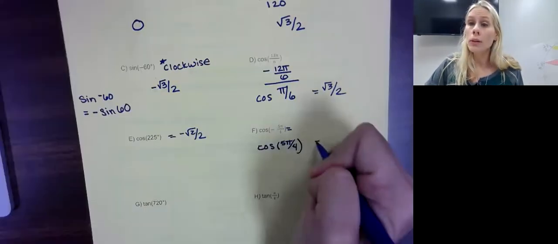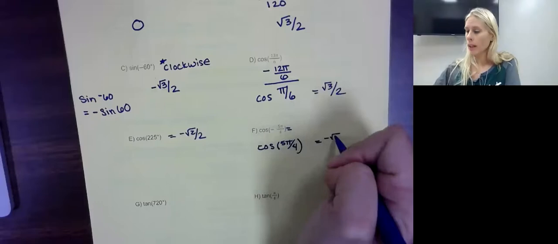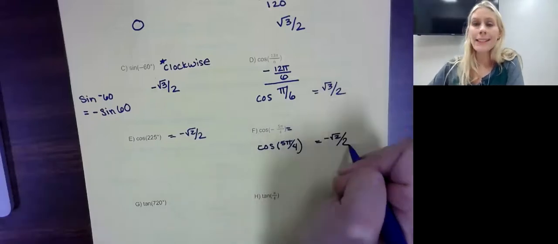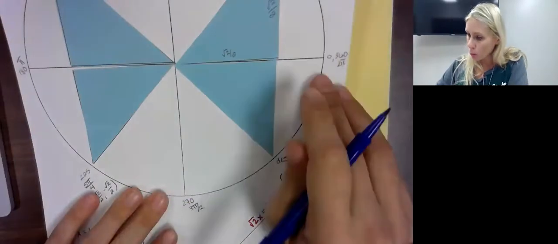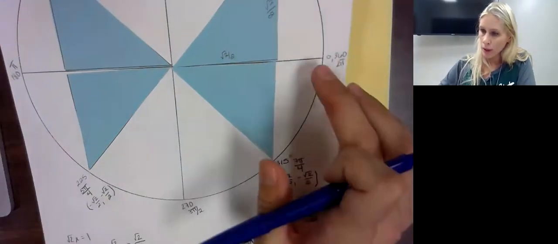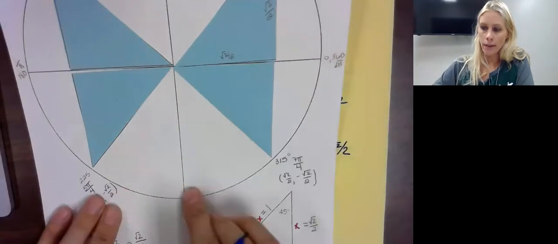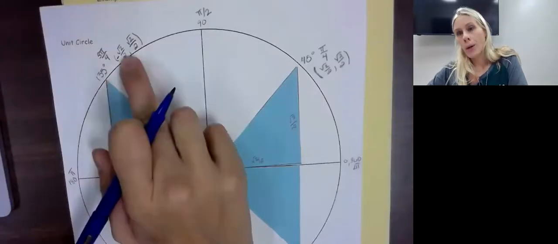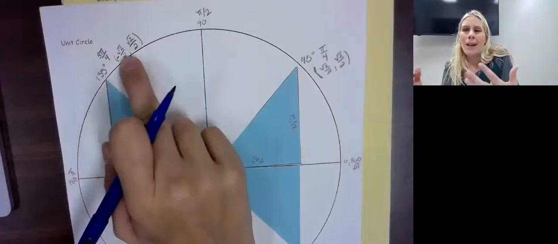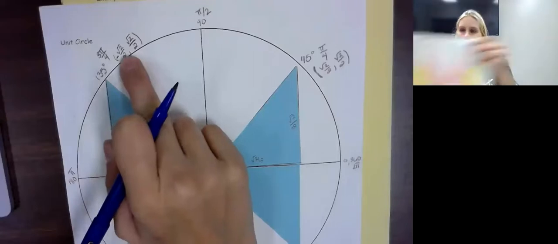Now I'm going to show you how to do that the long way if you wanted. Remember, since it's negative, we're going backwards, or clockwise. So 1, 2, 3, 4, 5. Yes, we're in a different spot, but as you can see, our cosine is still negative square root of 2 over 2. That's the idea about the symmetry stuff, okay?